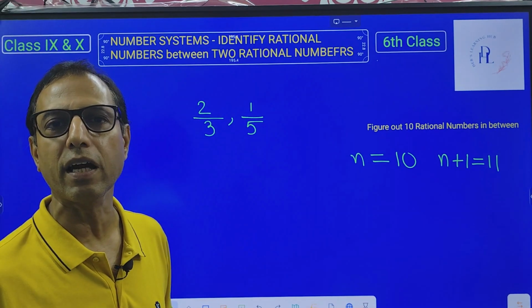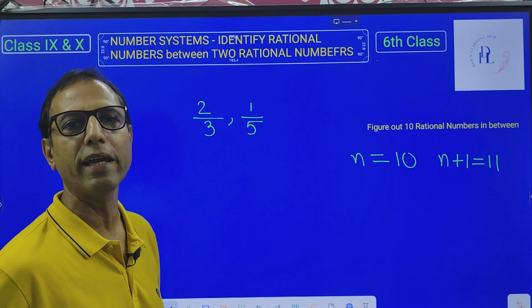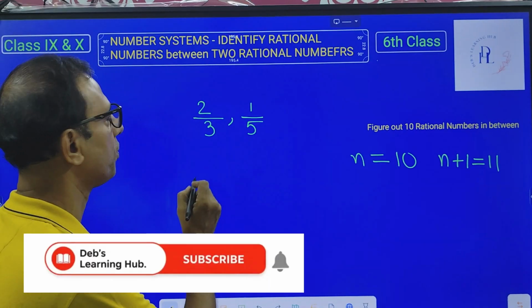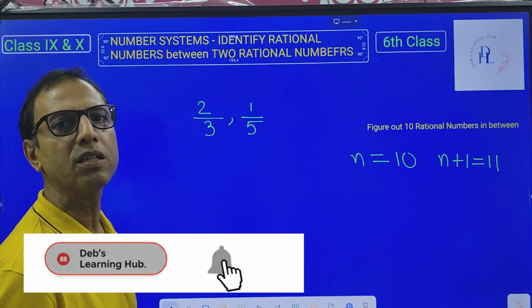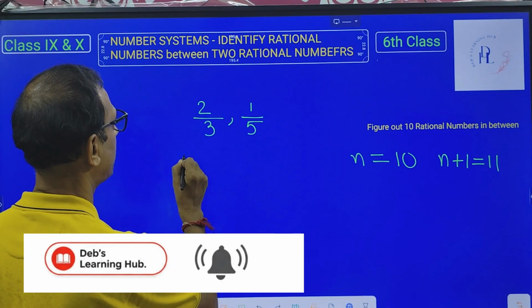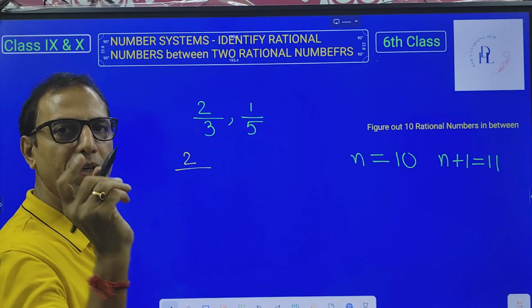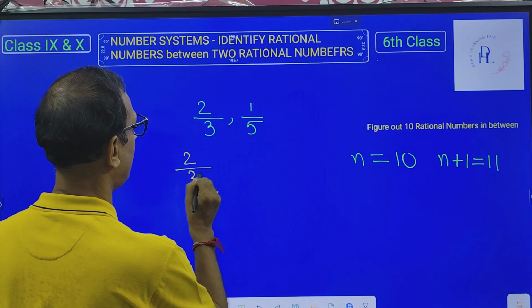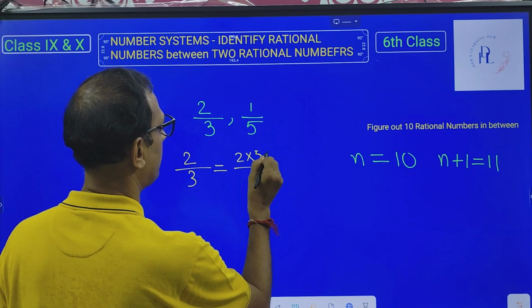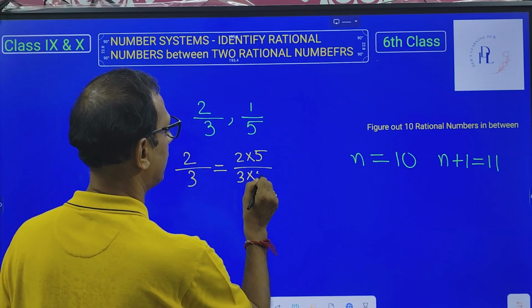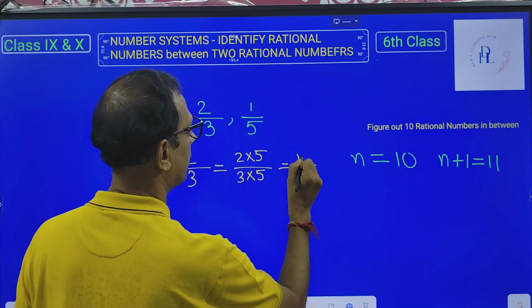What do you need to do to make the denominators equal? You need to find the LCM. So you need to find the equivalent fraction. What is the LCM of 3 and 5? That is 15. So you need to make 15 the denominator, right? 2 by 3 equals 2 into 5 by 3 into 5, that is 10 by 15.